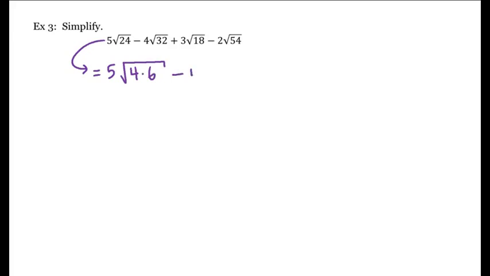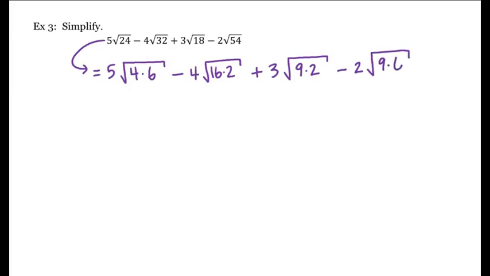Minus 4 times the square root of 32, but 32 is 16 times 2, and 16 is a perfect square. Plus 3 times the square root of 18, and 18 is 9 times 2, and 9 is a perfect square. Minus 2 times the square root of 54, and 54 is 9 times 6, and 9 is a perfect square.